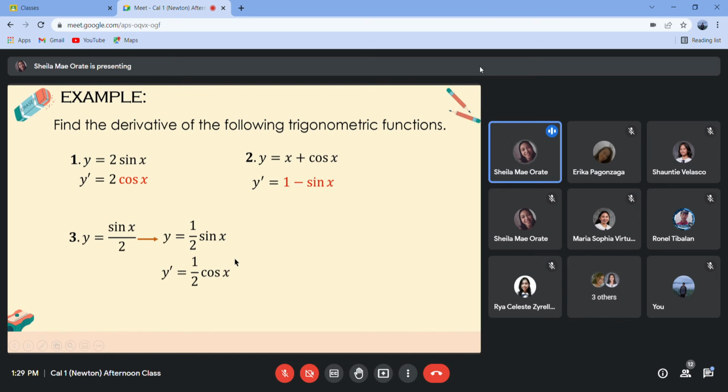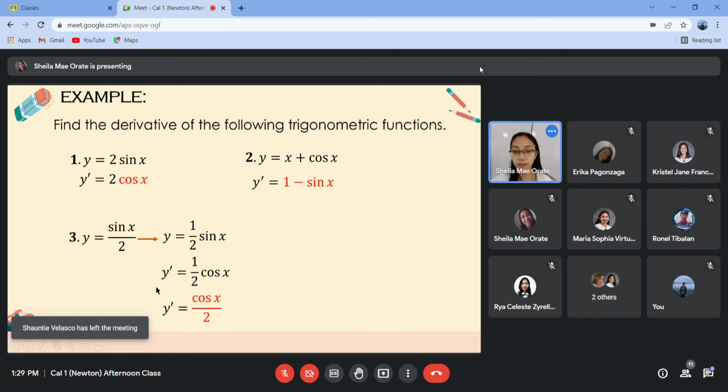Now, what is the derivative of sine x? Actually, this is only one term, so we don't need to get the derivative of 1/2. We just copy it, the same. Then we have sine x. What is the derivative of sine x? We have cosine x. We multiply cosine x by 1/2 to get the final answer: cosine x all over 2.